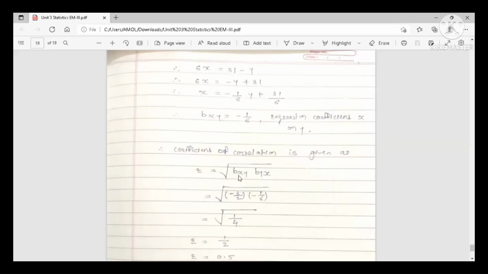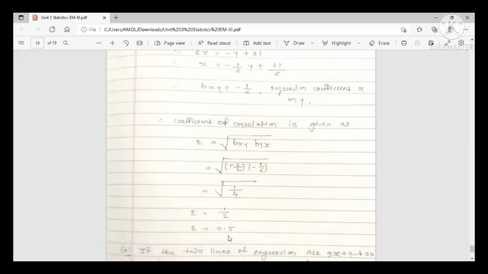So put here the value of bxy and byx. And after putting the values, you do the calculation, and the calculated value is 1 by 2. 1 by 2 means 0.5. So our coefficient of correlation is 0.5, which means it is the correct value because it is less than 1. So our assumption here is correct.